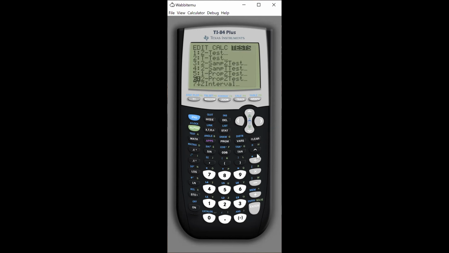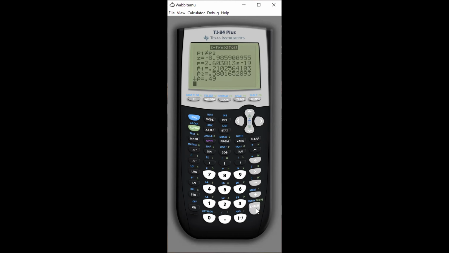So we're gonna do 2 prop Z test. So X1 is gonna be 41, N1 is gonna be 195, X2 is 351, N2 is 605. Like our p-value should be very close to 0, and then we're gonna put not equal to. Let's go calculate. All righty then, so yeah.